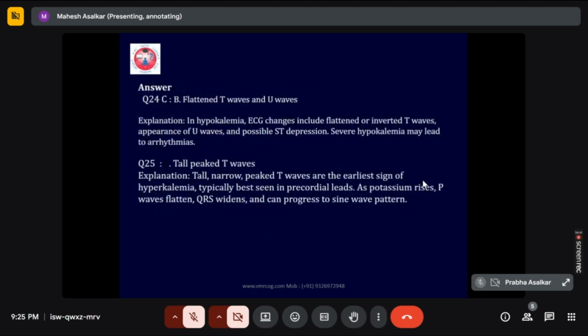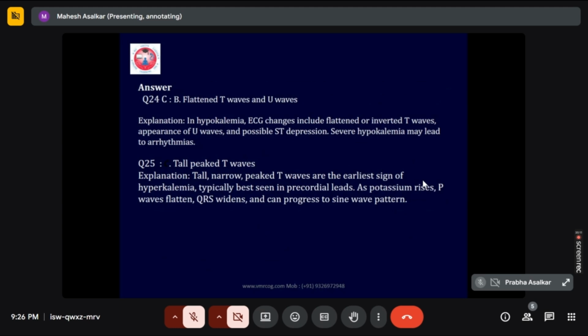Okay, so question number 24, answer is C, that is flattened T waves and U waves. In hypokalemia, ECG changes include flattened or inverted T waves, appearance of U waves, and possible ST depression. Severe hypokalemia may lead to arrhythmias. So hypokalemia, flattened T waves. Hyperkalemia, tall T waves. Question number 25 is tall peaked T waves.